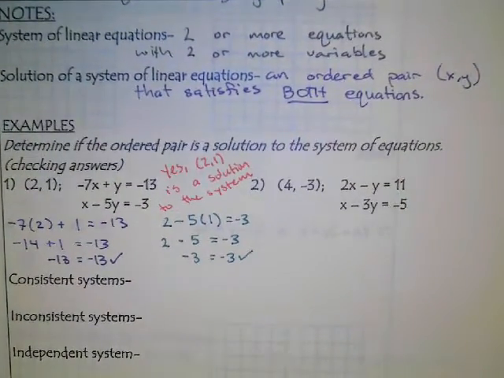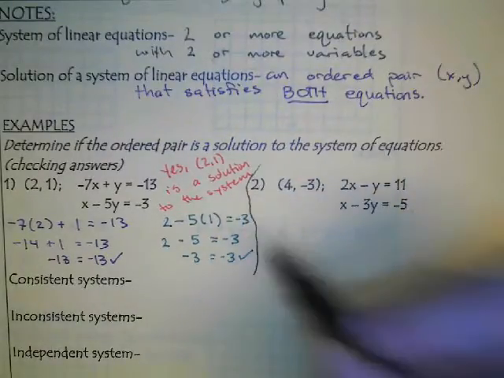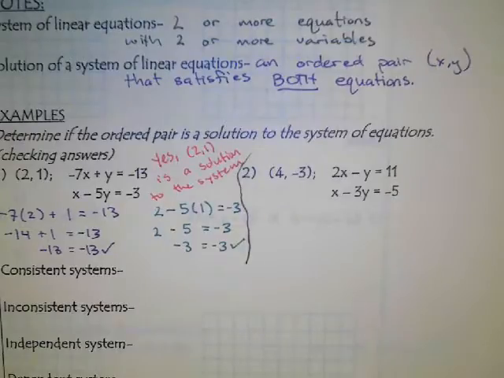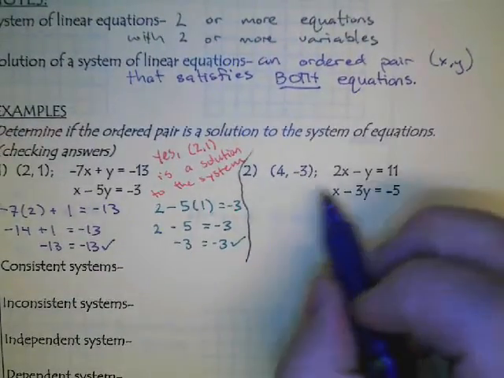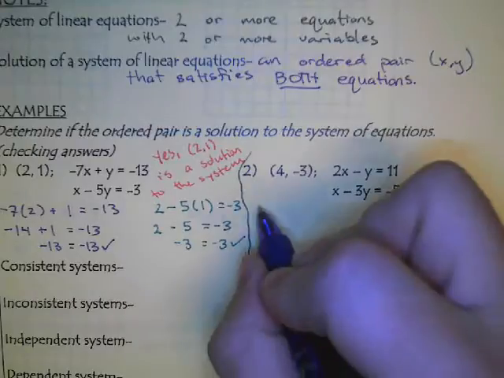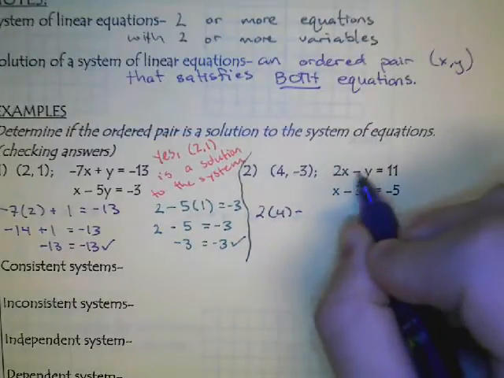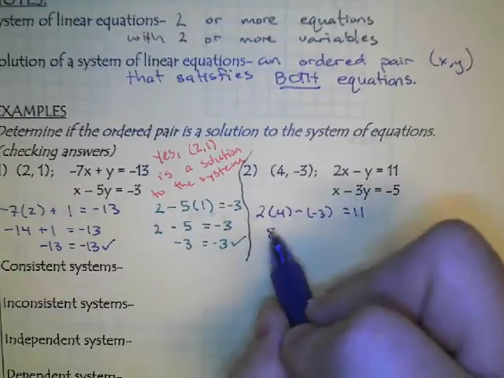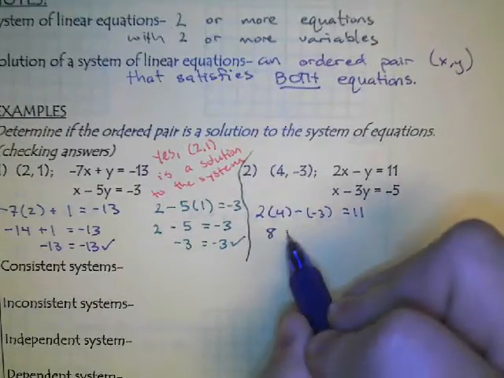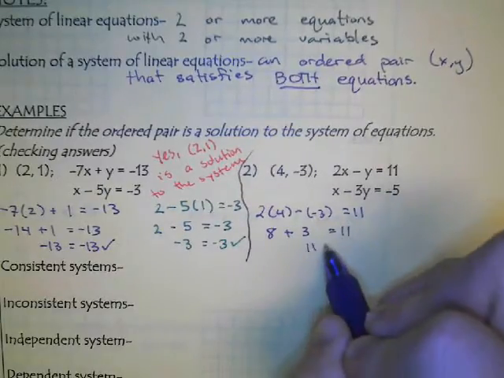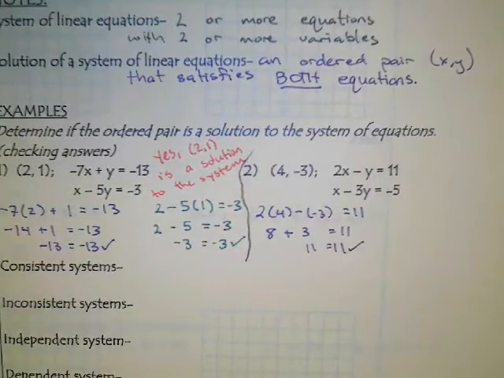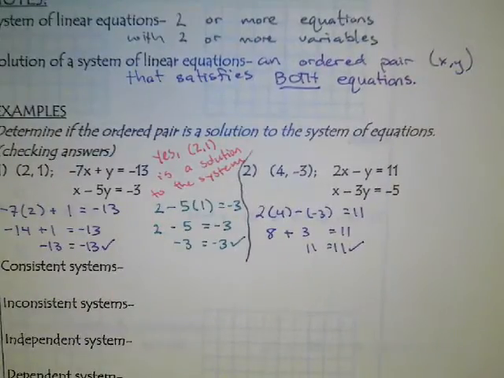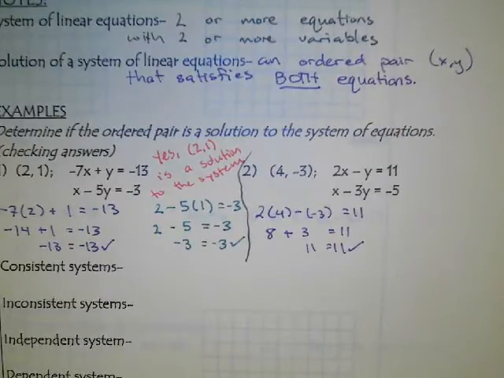So let's look at number 2. Plugging them in and then simplifying. So we'll say 2 times 4 minus a negative 3 equals 11. So that becomes 8. 2 times 4 is 8. Minus and minus is plus 3 equals 11. We get 11 equals 11. Check. So I'm halfway there. One of them is correct. Remember, I need both to be true for this to be a solution to the system.